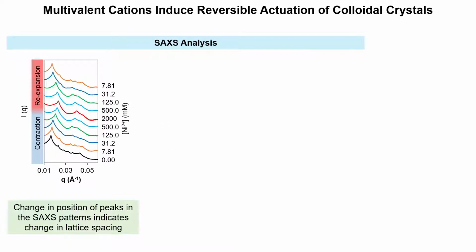Now that we have synthesized our colloidal crystals, next we wanted to test our original hypothesis, which is what happens when we add increasing concentrations of multivalent cations. So we started by adding nickel, and here from the SAXS data, what we observe is as we add increasing amounts of nickel, we see a right shift in the Q values. This would indicate that the inter-nanoparticle distances are becoming smaller with increase in concentration of nickel. We also observe as we gradually decrease the nickel concentration back, we see that the peaks revert back to their initial positions.